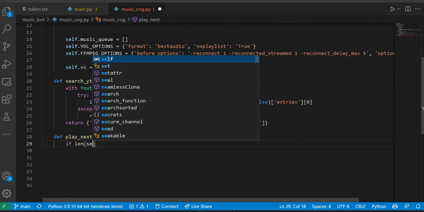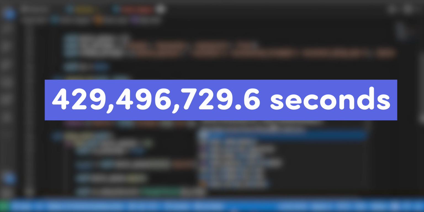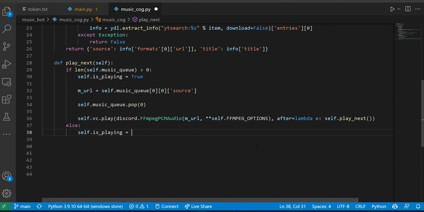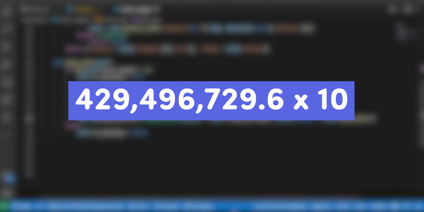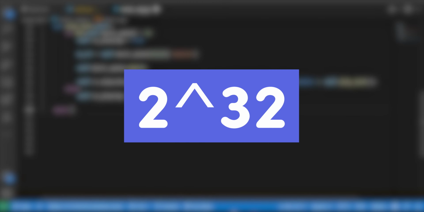NASA engineers quickly realized what the issue was when they looked at the internal clock, which reported its last time as this number of seconds after midnight, January 1st, 2000, before they completely lost contact with the probe. So this number may not mean much to you, but if you multiply the number by 10 and then convert to binary, you get 1 followed by 32 zeros, or 2 to the power of 32 in binary.